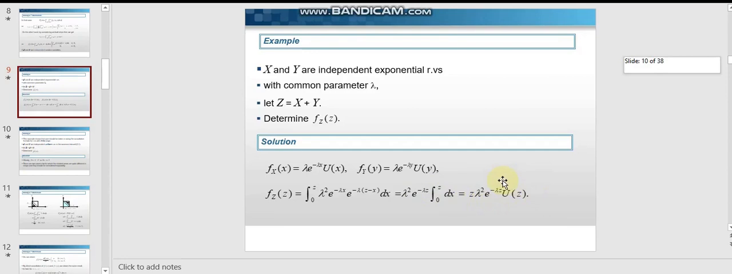I think we should finish it here. In the next class I will continue this lecture, and we will further see functions of two random variables.